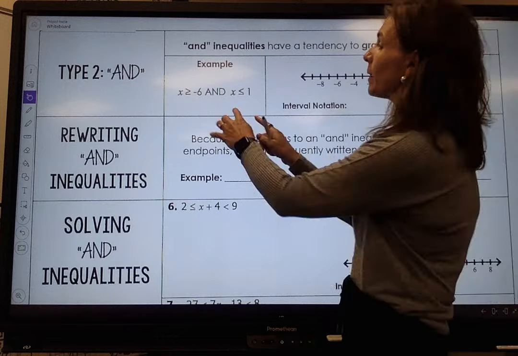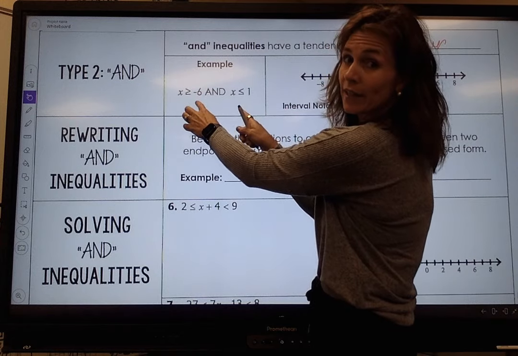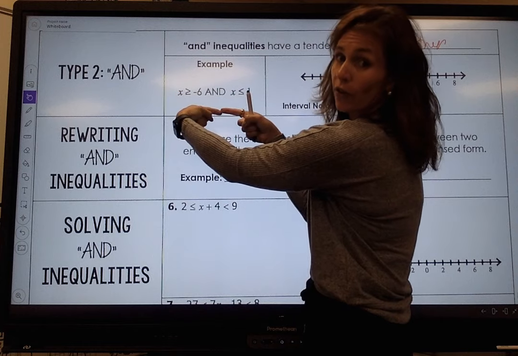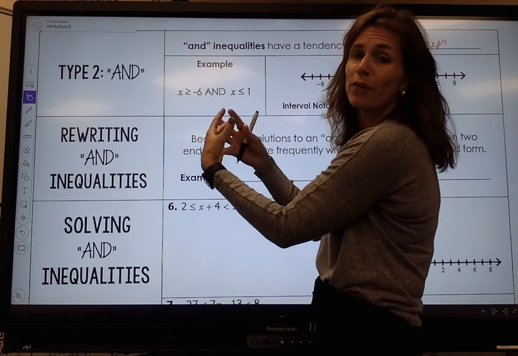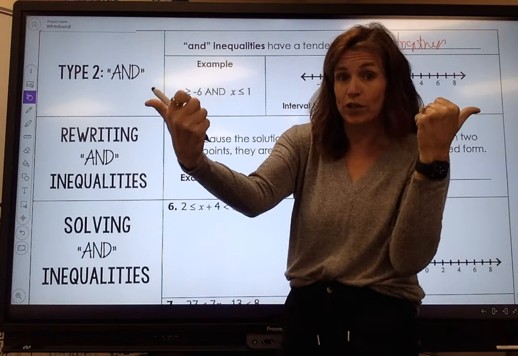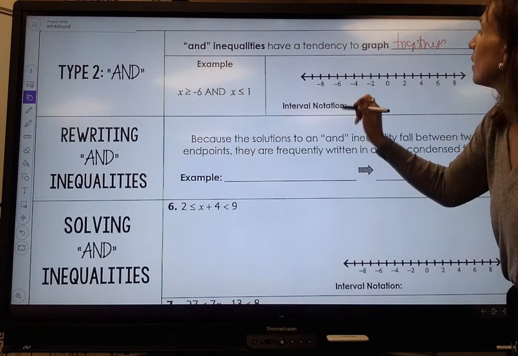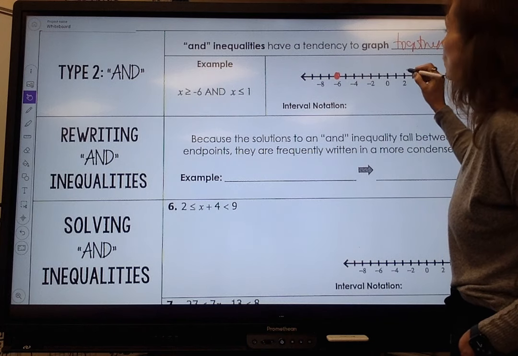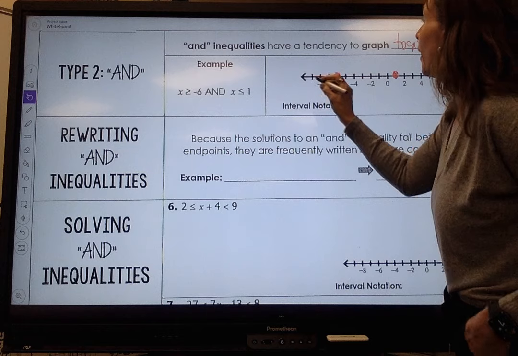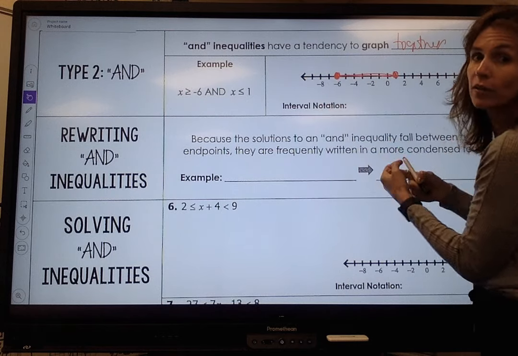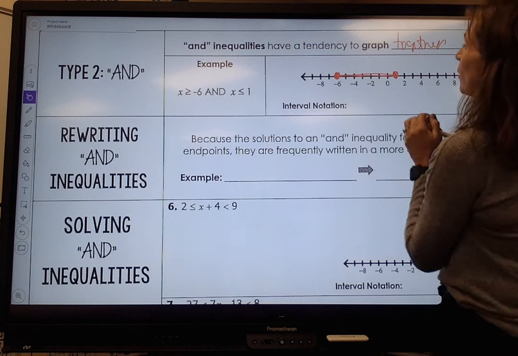And look, because my target numbers are least to greatest, negative 6 over here, 1 over here, I can see that those arrows are pointing towards each other, okay? So that's why it's so important to have those target numbers lined up, because you can tell, are they going towards each other or are they going away from each other? So in this case, closed circle on negative 6, closed circle on 1, and they go together. They go into each other, okay? So all the solutions are right here.